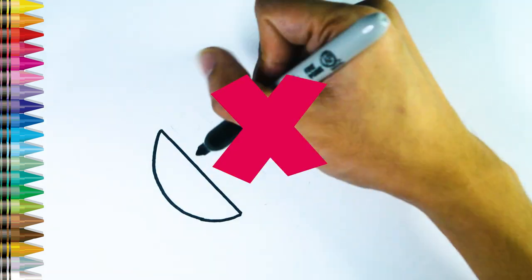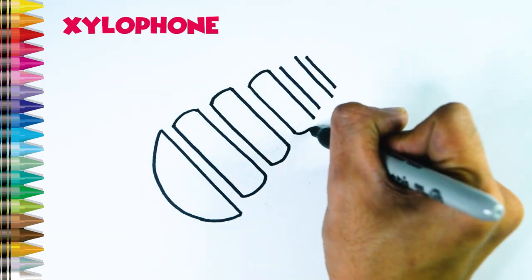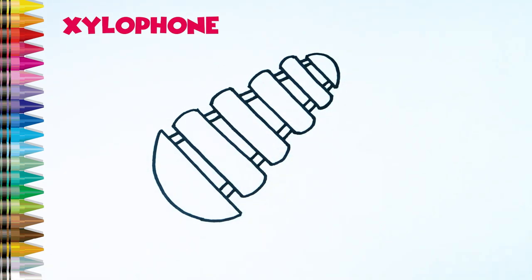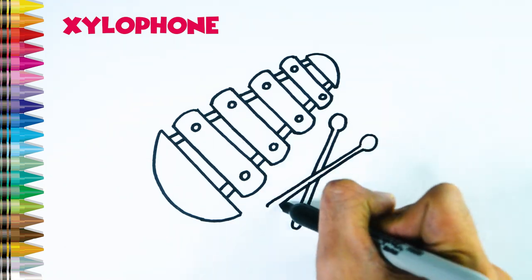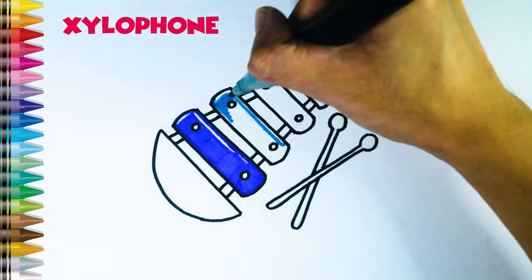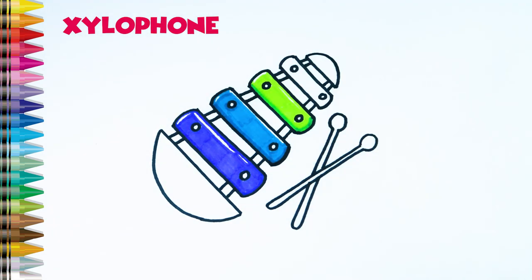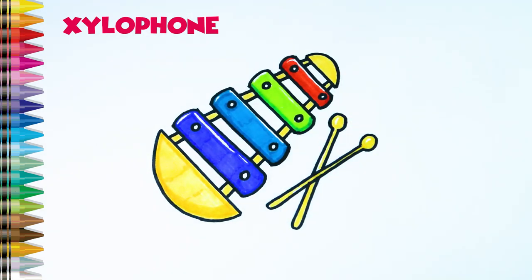X. X is for xylophone. Xylophone. X is for xylophone.